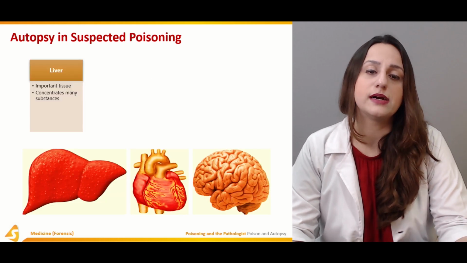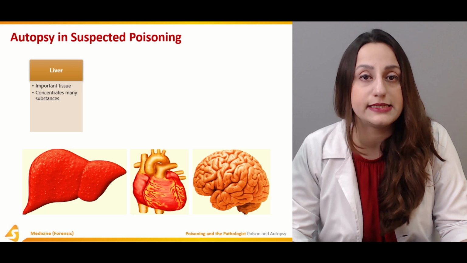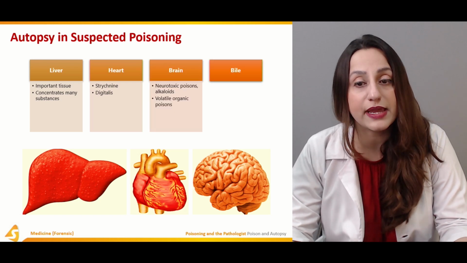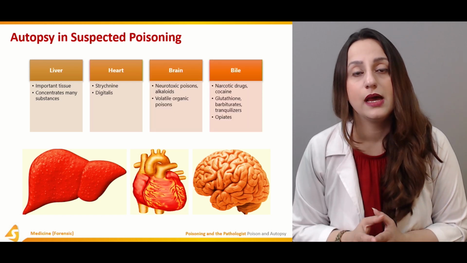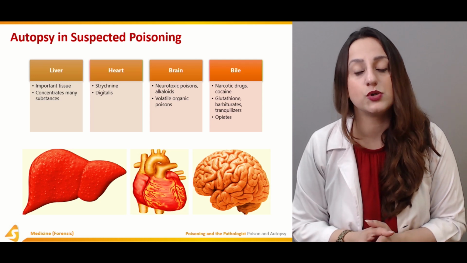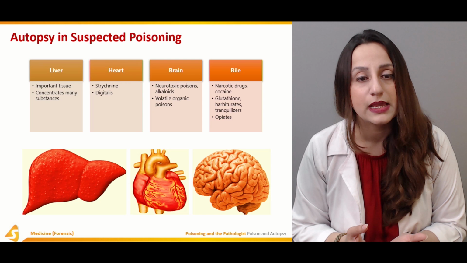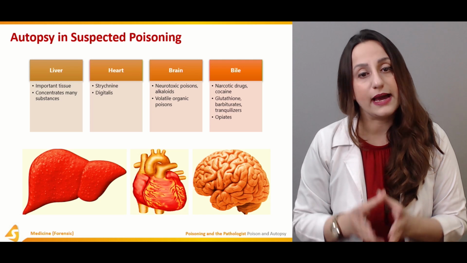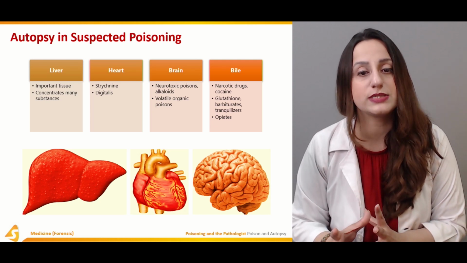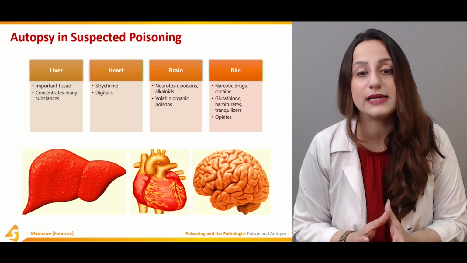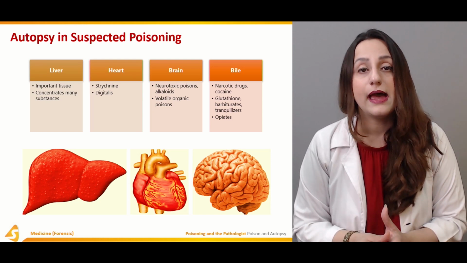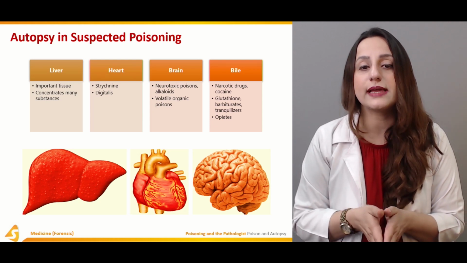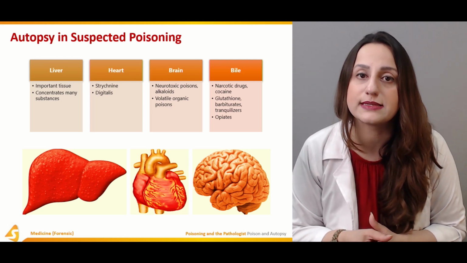Now, a lot of tissues are sent to the histopathologist for detailed examination. It can be the liver, the heart, the brain, and the bile, which are sent to the histopathologist or the chemical examiner who is conducting all these investigations. The liver is a very important tissue, and it concentrates many poisons, so that is the reason we send it to the histopathologist. And then the heart basically accumulates strychnine and digitalis poisons, and a lot of changes occur in this organ due to these poisonings. So we are going to send the heart for suspected strychnine and digitalis poisoning.